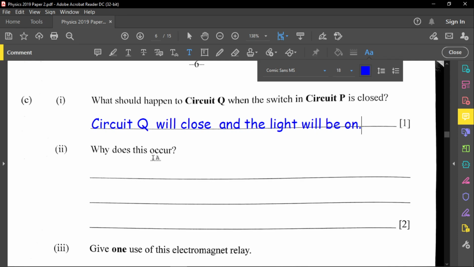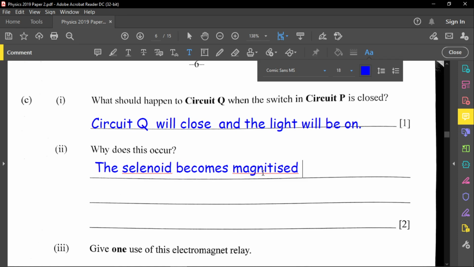So why does this occur? All that I explained to you just now, we'll have to put right here. So let's see if I could put them in real quick. First thing that happened here, as I mentioned, the solenoid: because of the flow of electricity through the solenoid, the solenoid becomes magnetized.